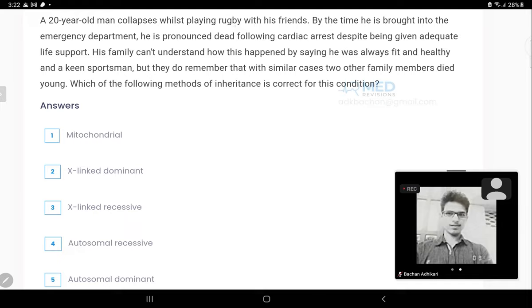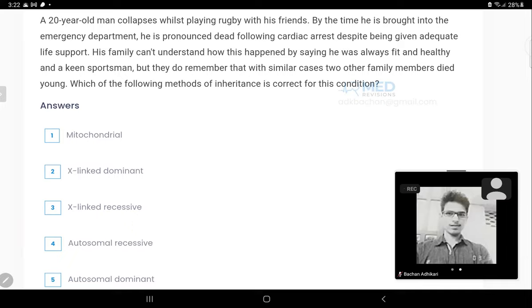He collapses while playing rugby and is pronounced dead following cardiac arrest, right? Very clear. Do you understand what situation is happening? What he might be having? A young person was just playing sports. You need to tell me what disease you are thinking. Which disease is it? A 20-year-old, a very young person, collapsed when he was just playing a sport and was brought to the emergency, pronounced dead, and given life support, but nothing happens. The rest of the sentences don't make sense, and even if you read it, it would be only vague. So hypertrophic cardiomyopathy, right? If you read the rest of it, it says that two similar cases of family members also died.